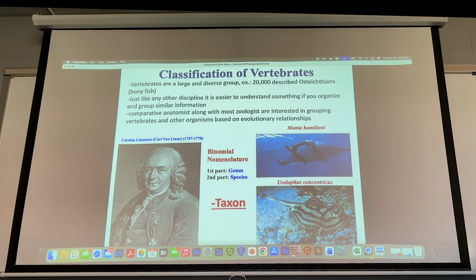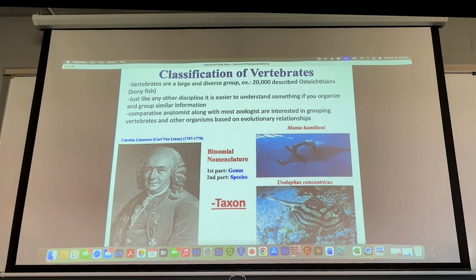So, we've described a little over 2.5, 2.7 million species. Each of them has a unique two-part name. The first part of the name is called the genus. We'll talk about that in a minute. The second part of the name is the unique name. It's probably the first part of the name you would give.